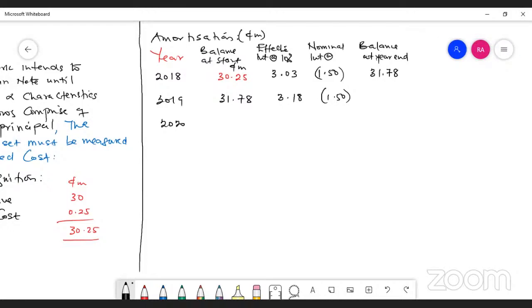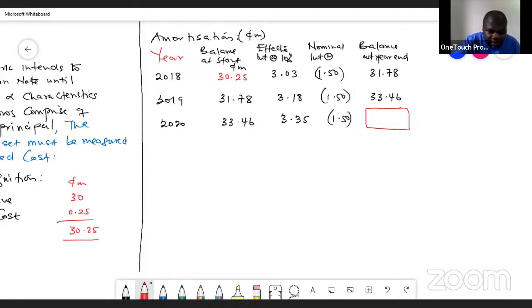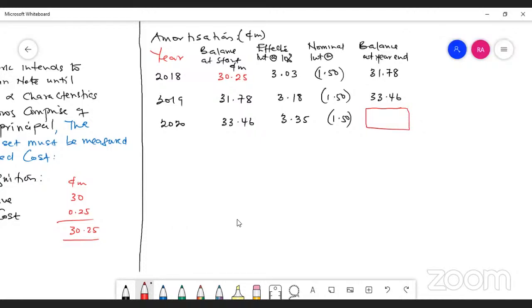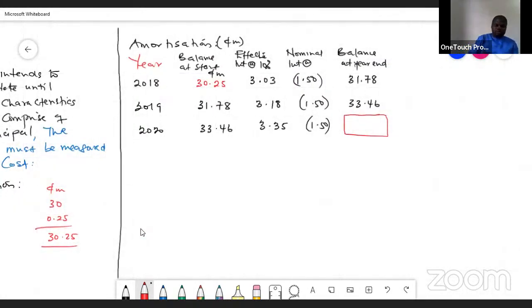$33.46. So 33.46 times 10% will be 3.35. Then minus 1.5 will give us how much? It should be approximately the redemption value of 35.3. 35.31. So the redemption value was 35.